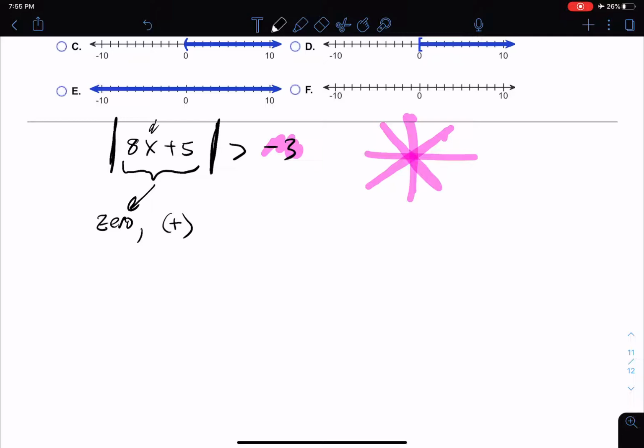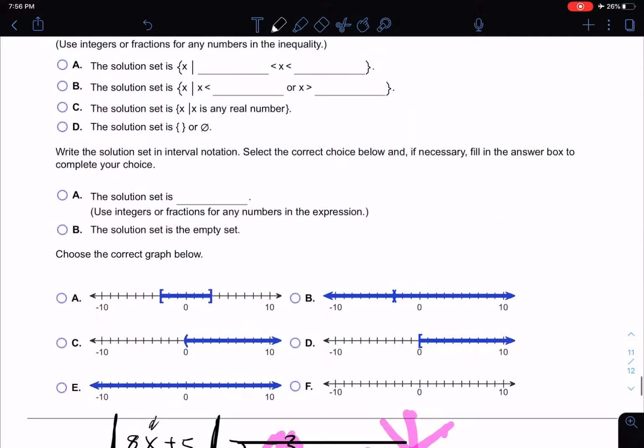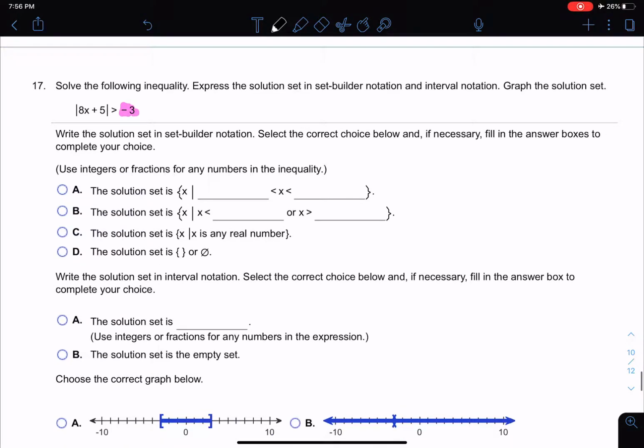Can a 0 or a positive number be greater than a negative number? Actually, wait a minute. A 0 and a positive number, they're always greater than a negative number. That's always going to be true. So that means all reals is what that means, right? All reals are going to work in this problem. So let's go up here and answer the question. And there it is, part C.